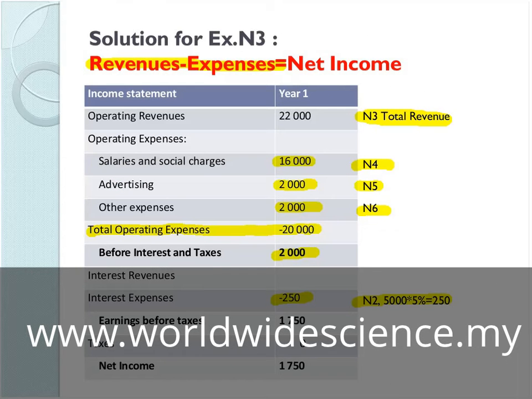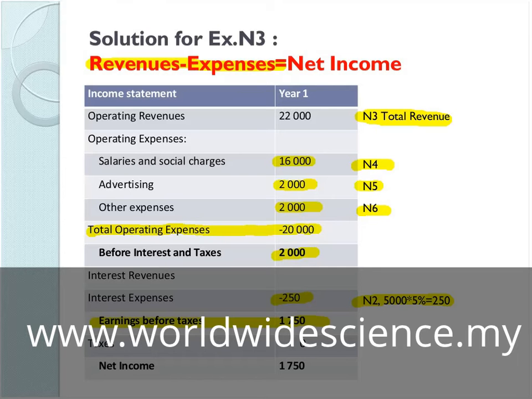At the end of the year, we must pay these interest expenses. From the 5,000, we calculate 5%, which would be 250. And we must deduct it from our profit before interest and taxes. And then we will get the earnings before taxes, as you know, 1,750, right? Then we must deduct our taxes.